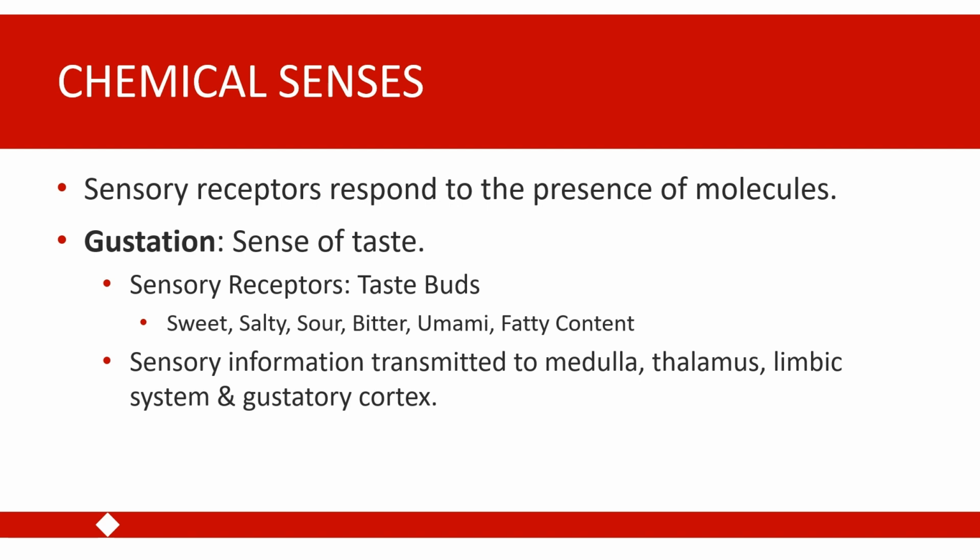That information is then sent to the limbic system and goes on to the gustatory cortex. So similar to the other cortices that we talked about, our primary auditory cortex for hearing and our primary visual cortex for sight, the primary gustatory cortex is the primary region of the brain that is processing information about taste, and it is located in the parietal lobe.